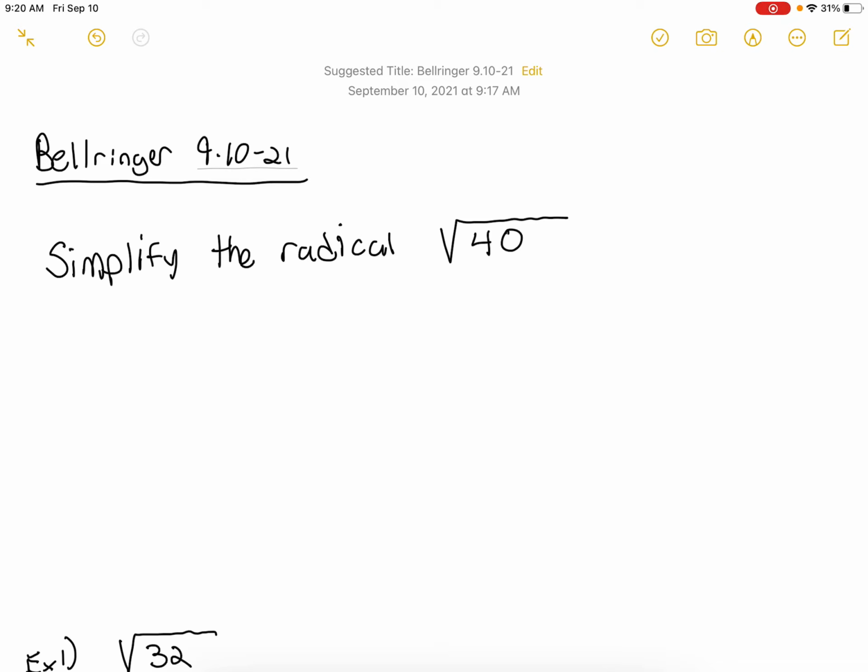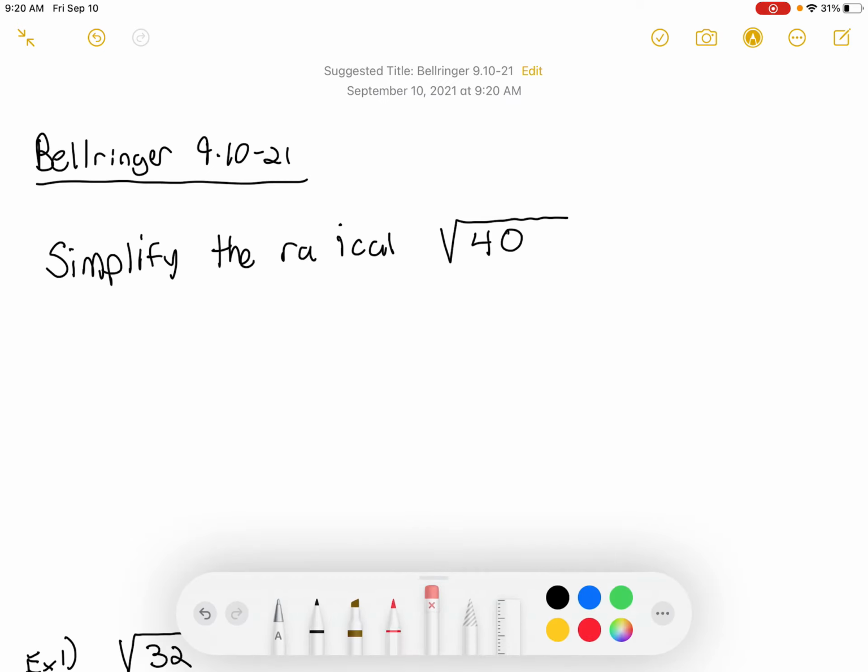Here's your bell ringer for Friday, September 10th. Simplify the radical, or in other words, the square root. This means the same thing. Radical or square root. Same thing. The square root of 40.